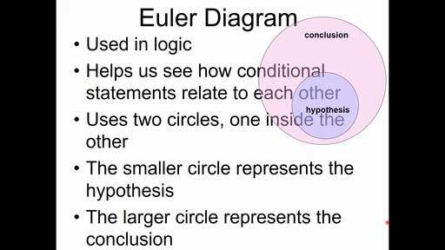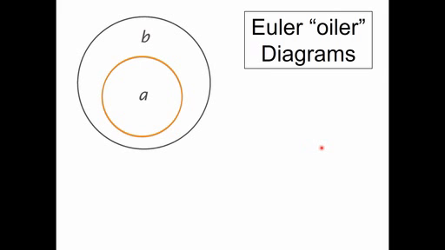And if you remember, this could also be called the if part of the conditional statement, and this would be the then. So again, Euler diagrams. The small circle is the if, the large circle is the then.